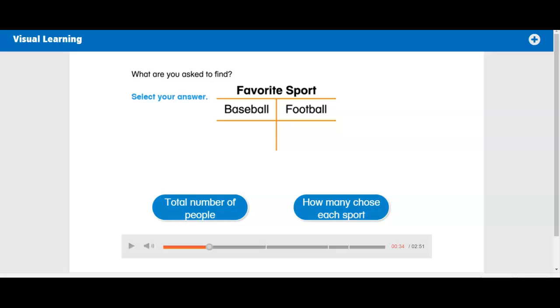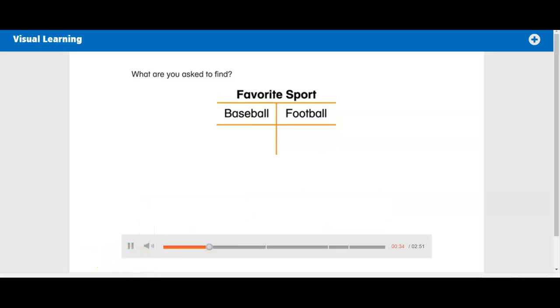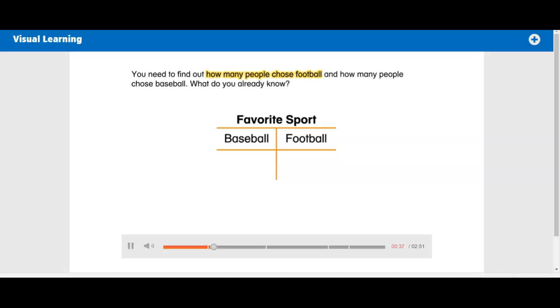Do you remember what we were asked to find? The total number of people, or how many people chose each sport? How many chose each sport? You need to find out how many people chose football and how many people chose baseball. What do you already know? You already know that Sarah asked 15 people and that one more person chose football than baseball.